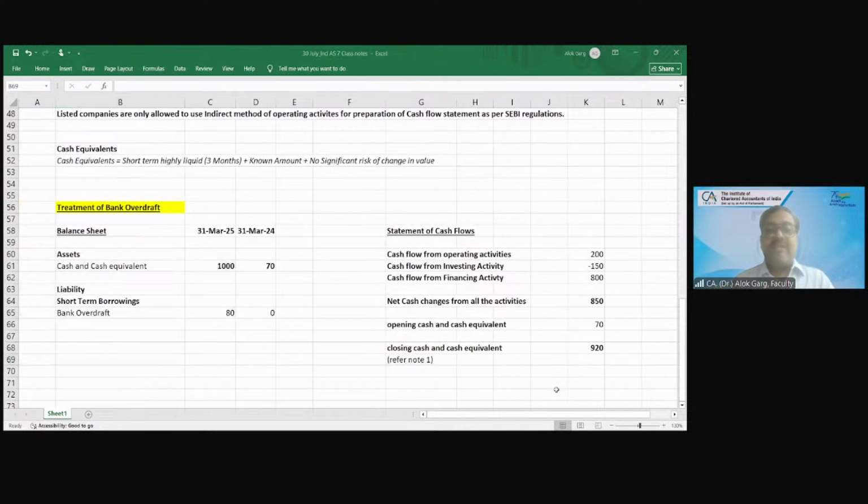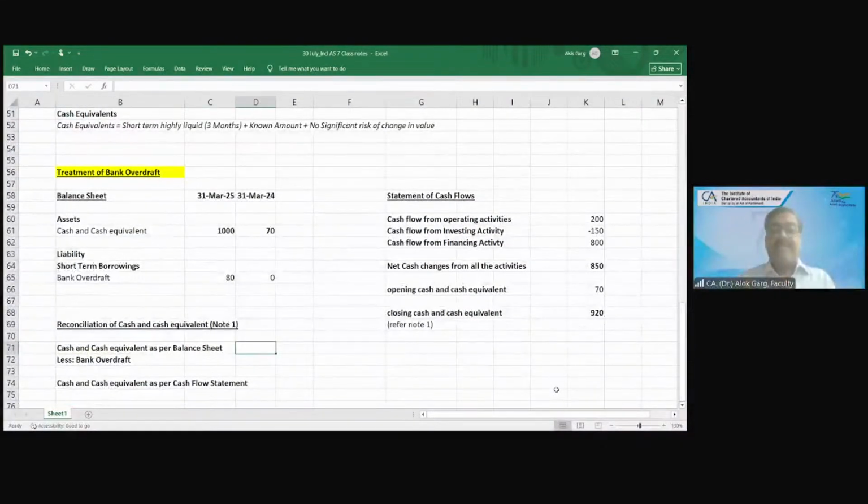And what is that reconciliation? Reconciliation of cash and cash equivalent. The standard says that in your balance sheet, your cash and cash equivalent are only the asset side, only the positive numbers. Your bank overdraft is a short-term borrowing, but in your cash flow statement, you have to include your bank overdraft as a part of cash and cash equivalent.